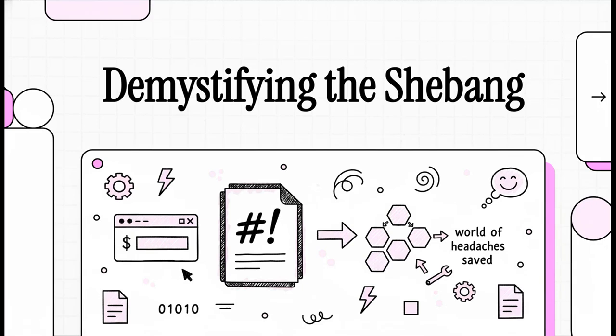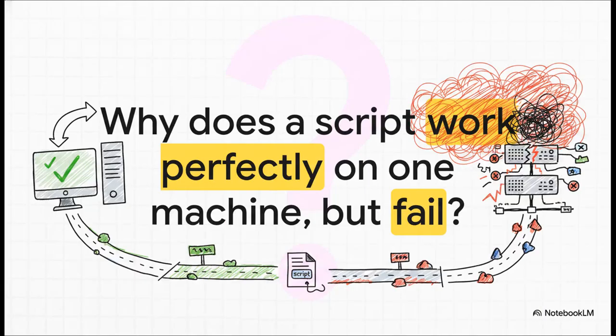All right, today we're going to demystify something absolutely fundamental to Linux scripting. A little thing that can save you a world of headaches, the shebang. But let's kick things off with a question I know you've run into if you've ever managed more than one server. Why is it that a script can run flawlessly on your machine, but then you move it somewhere else and suddenly it just breaks?